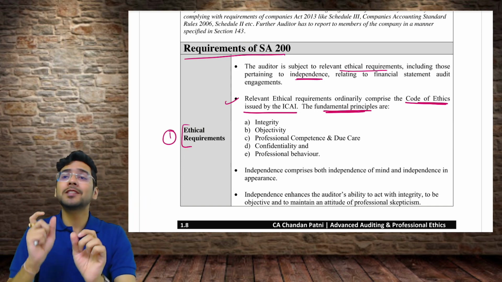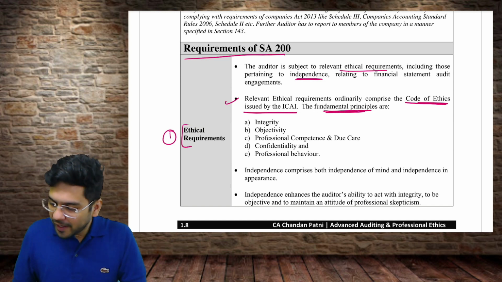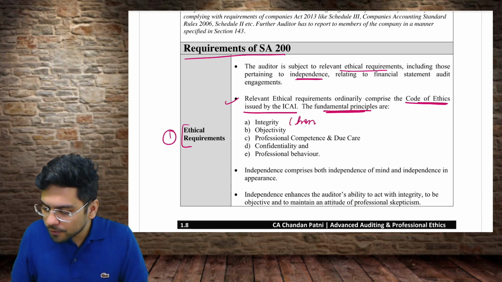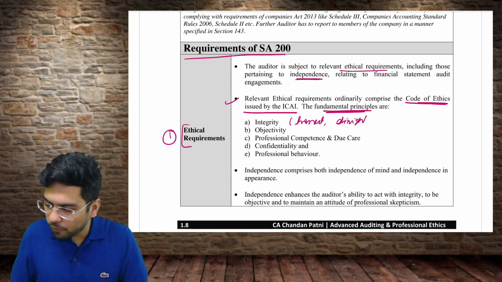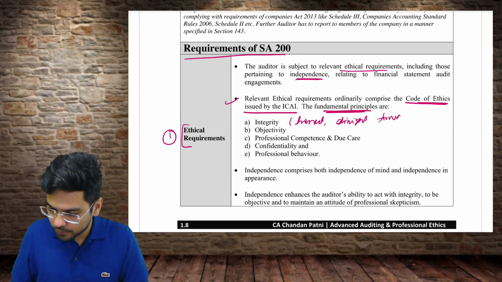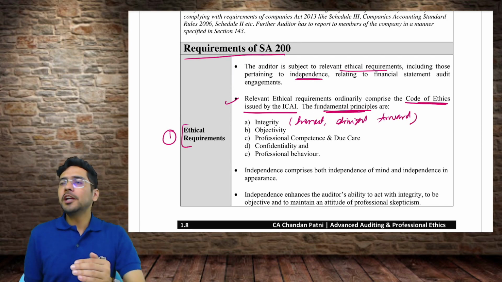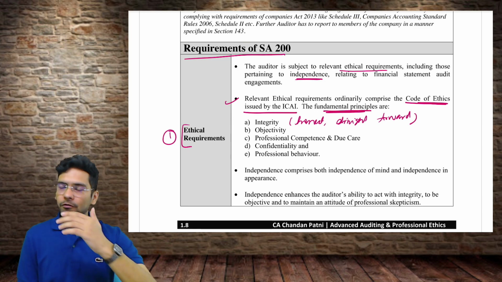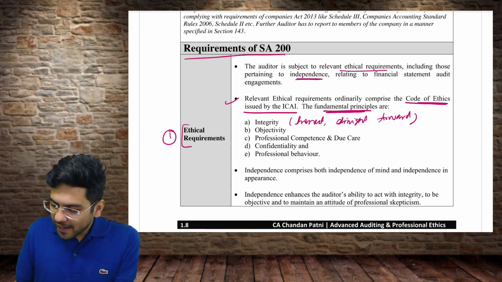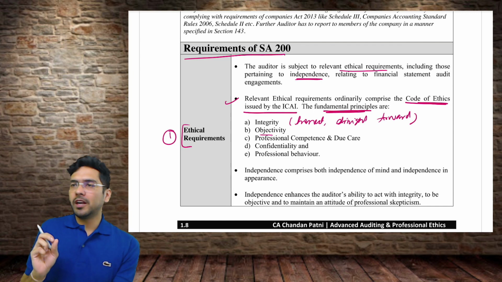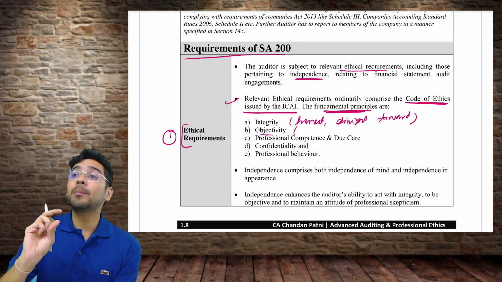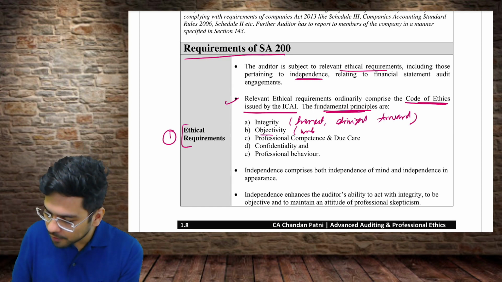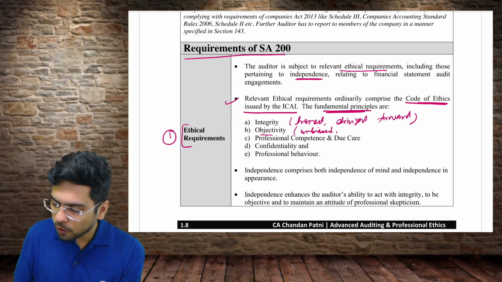What are the fundamental principles? Integrity. When I say integrity, it simply means the auditor should be honest. He should be, I can also write, straightforward. So when he is doing the audit work, he needs to be honest, pretty straightforward, and maintain his integrity. And the second word is objectivity. Objectivity means impartial. He will not be partial towards anything. He shall be unbiased. You can write the word unbiased, or you can also mention impartial.